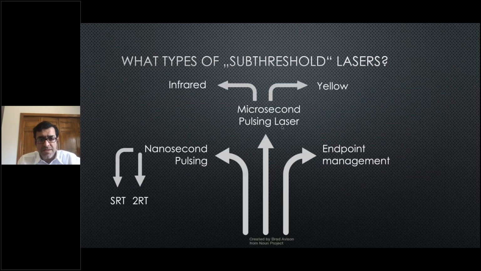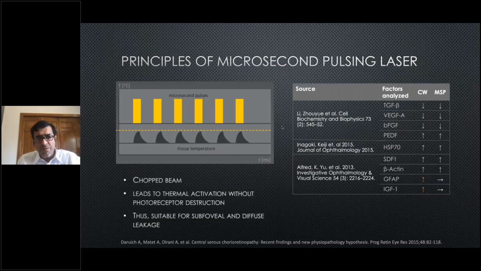Subthreshold laser is primarily where you do not cause any obvious damage to the retinal cells. Subthreshold laser could be of nanosecond pulsing, as seen in SRT or 2RT laser. It could be endpoint management, which is a part of Pascal laser. A subthreshold laser could be a microsecond pulsing laser, which could be either an infrared, which is a longer wavelength, or a yellow wavelength as well. We are going to focus on the yellow wavelength in this presentation.